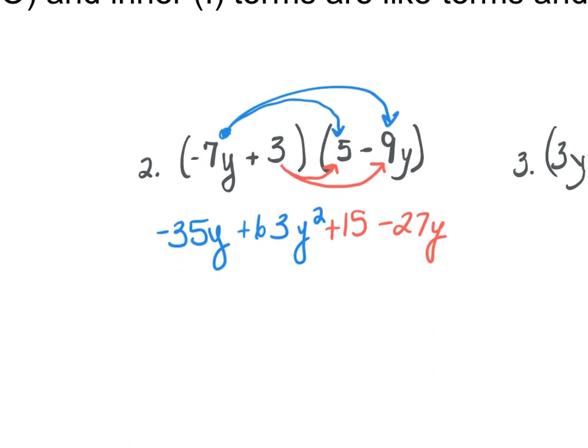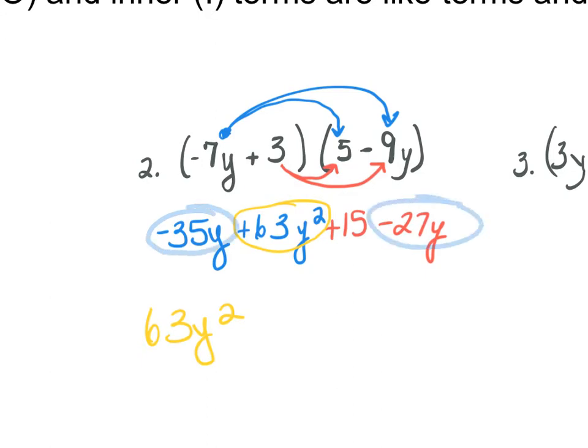Now, we need to write our answers in standard form, and we need to make sure we combine anything that has like terms. So, the biggest exponent I see is y squared. Do I have any other y squareds? No, so I'm just going to rewrite 63y squared. Then the next exponent would be y to the first. So I have a negative 35y and a negative 27y. Well, negative 35 minus 27 gives me negative 62y. And then I have my constant, plus 15.